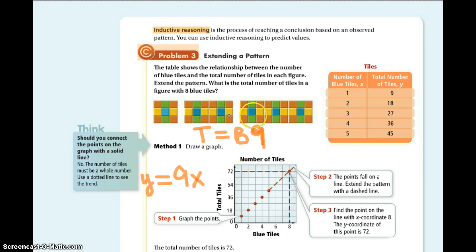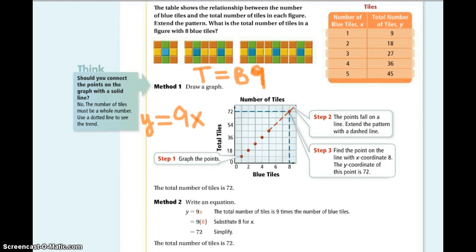So now I have my table, I have my equation, and now we can go through and plot these points: 1, 9, 2, 18, 3, 27. I can plot those points and then sketch in my line so that I can visualize my pattern.